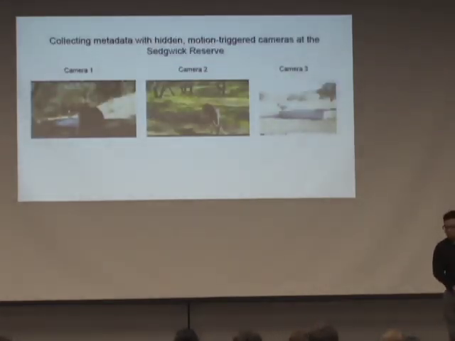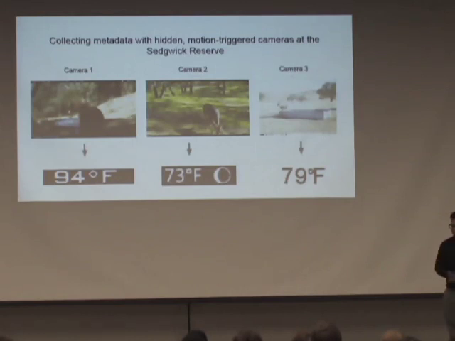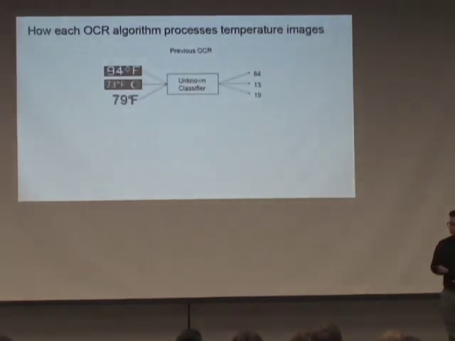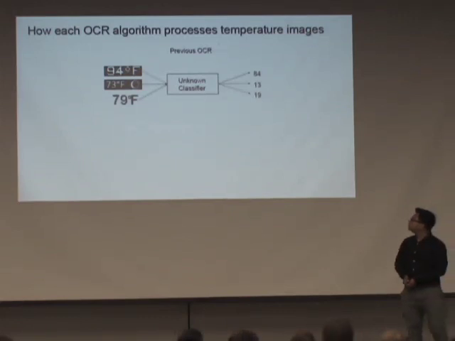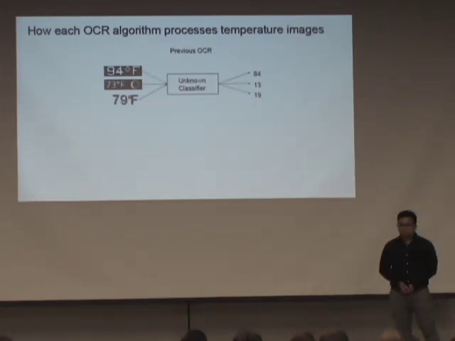So we have 3 different cameras at the Sacred Reserve: camera 1, camera 2, and camera 3. And each one of these cameras has a different font family for temperature. Before I came to this project, all these 3 different types of fonts went into an unknown classifier. And this caused a lot of errors. For example, a 9 would often be classified as an 8, and a 7 would be classified as a 1.